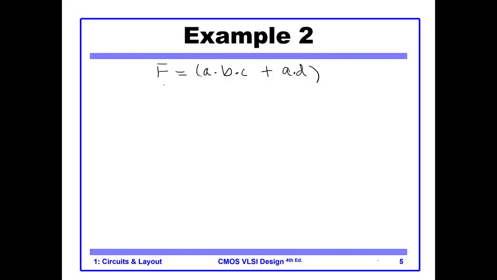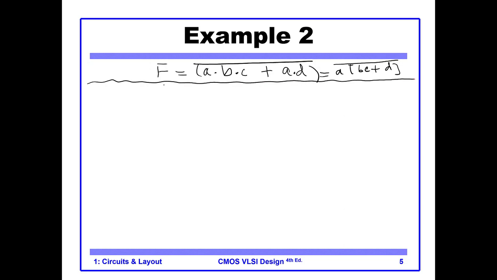So let's consider a second example. This is A dot B dot C plus A dot D, whole bar. So let me take the red color off, and we can simplify it a bit by taking A common. So we say A dot (BC plus D) whole bar. So this is our function that we want to implement and then lay it out.